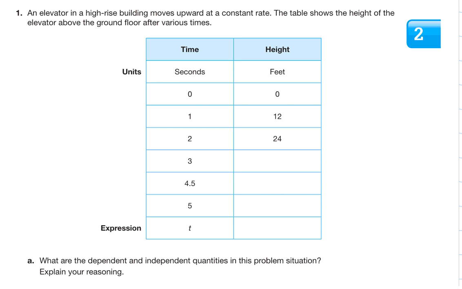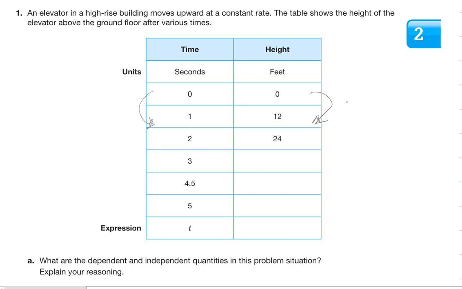at a constant rate. So I know because it's moving upward, I'm going to assume that I've got a positive rate of change, and it is a constant rate of change, so it's going up at a certain number of feet. The table shows the height of the elevator above the ground floor after various times. So we can see here our independent variable is time, and as time changes, the height of the elevator is changing.